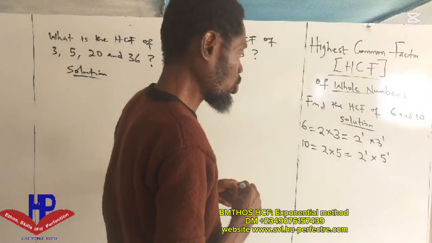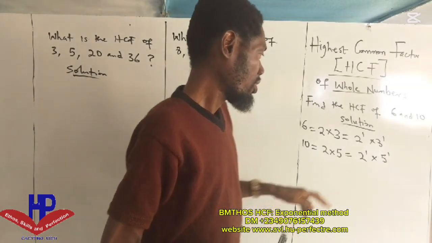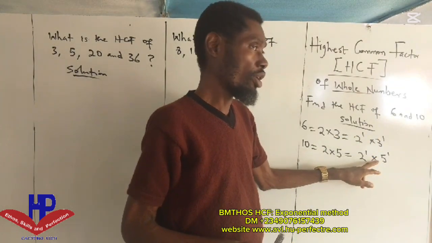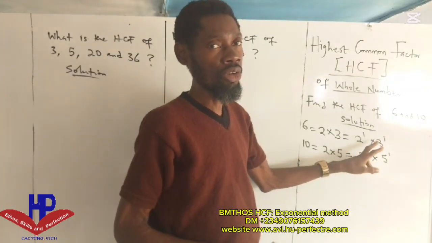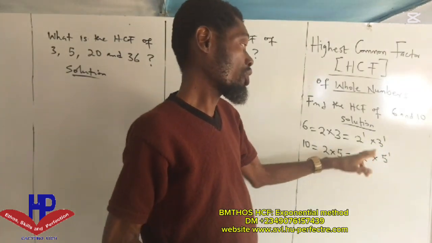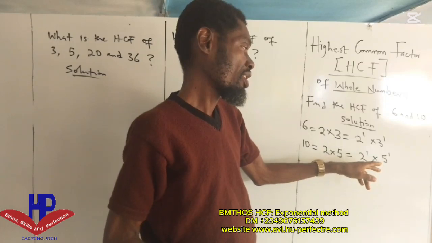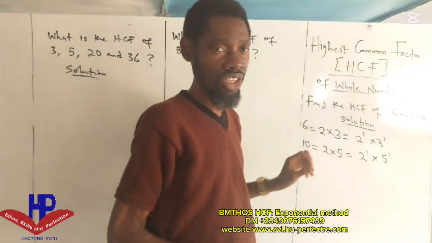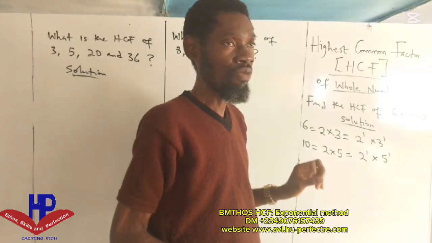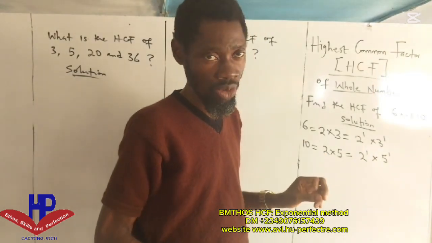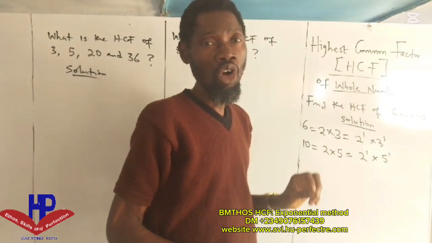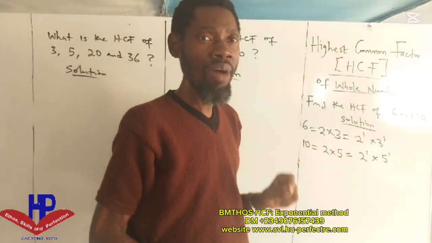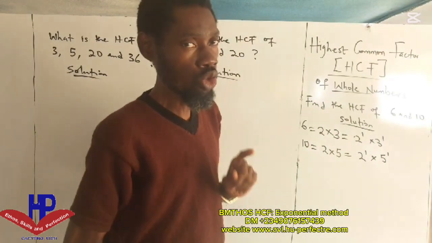You notice that 2 is common in both numbers, but 3 is not common and 5 is not common. So I'm going to include 3 and 5 in the places where we do not have 3 and 5. But this time, that 3 and 5 will be raised to the power 0, knowing that according to the law of indices, any number raised to the power 0 is equal to 1.